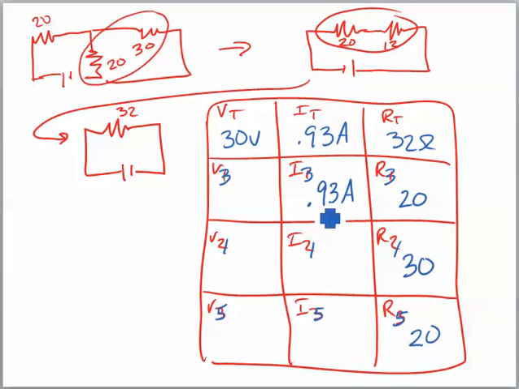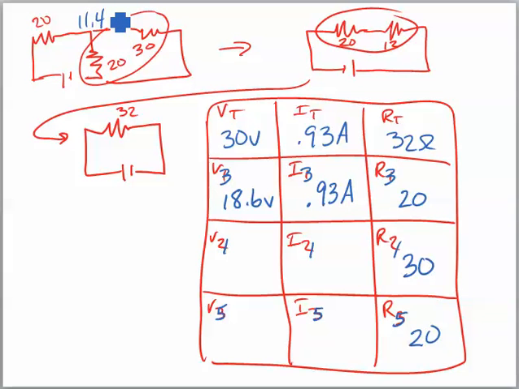Because of that, I now know I and R, so I use the equation to find V. What we get here then is 18.6 volts. 20 times 0.93 is 18.6 volts. That means there is an 18.6 volt drop right here. There was 30 volts at this point. It loses 18.6 volts because they're used right here, and that leaves us with a total of 11.4 volts.